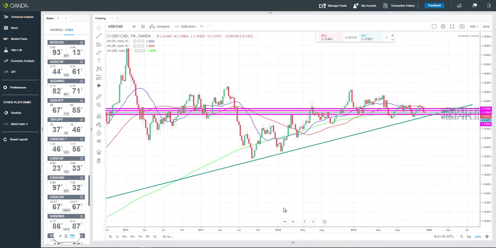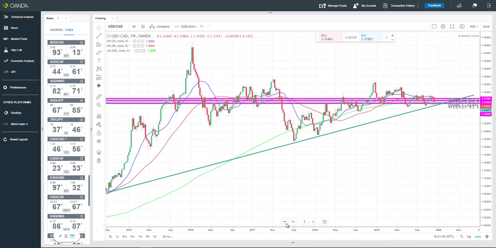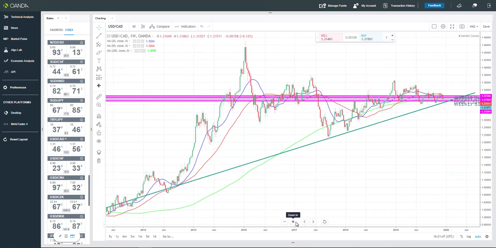But we see historically price has done that a lot in this area, about $1.32 to $1.30. We see price return there time and time again. Right now it's sitting on top of that zone. So long term, the next 10 years, I'm definitely bullish on the US dollar.